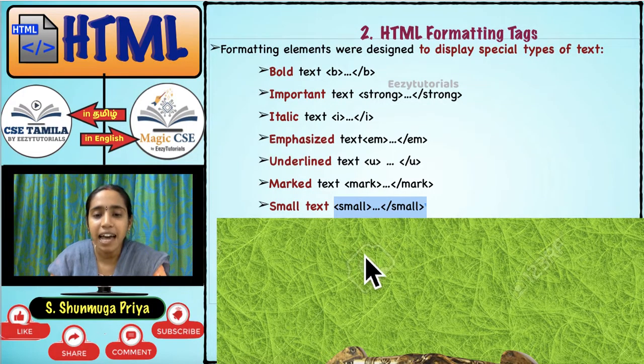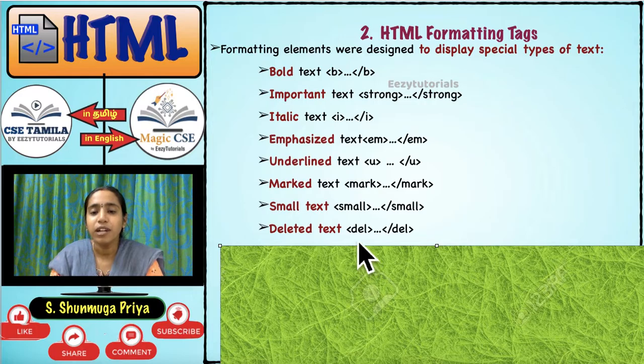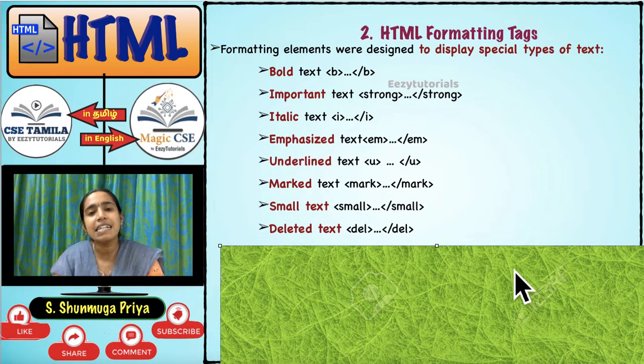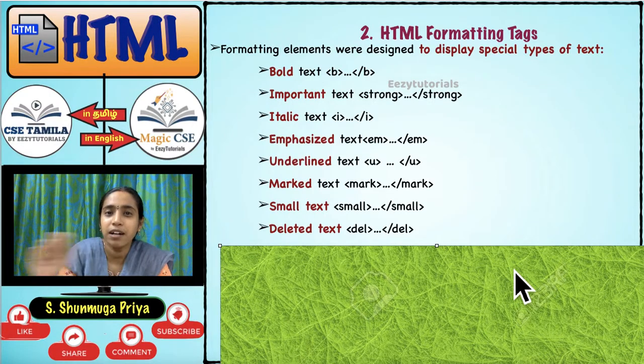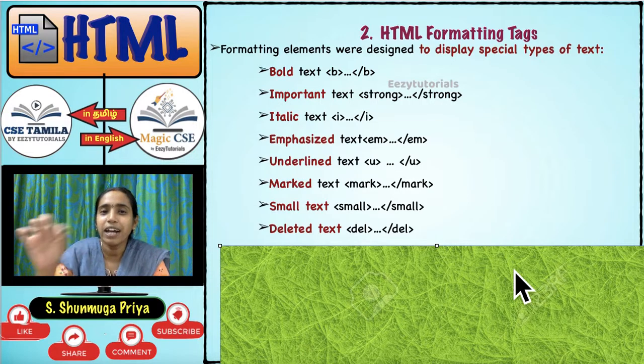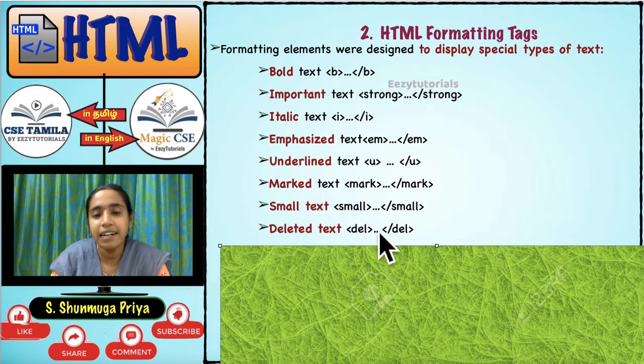The next tag is the delete tag. So del and slash del is the tag name. In certain cases, you would like to intentionally strike out a text. You write a text, you strike it, and that has to appear. In that scenario, you can use this delete tag.